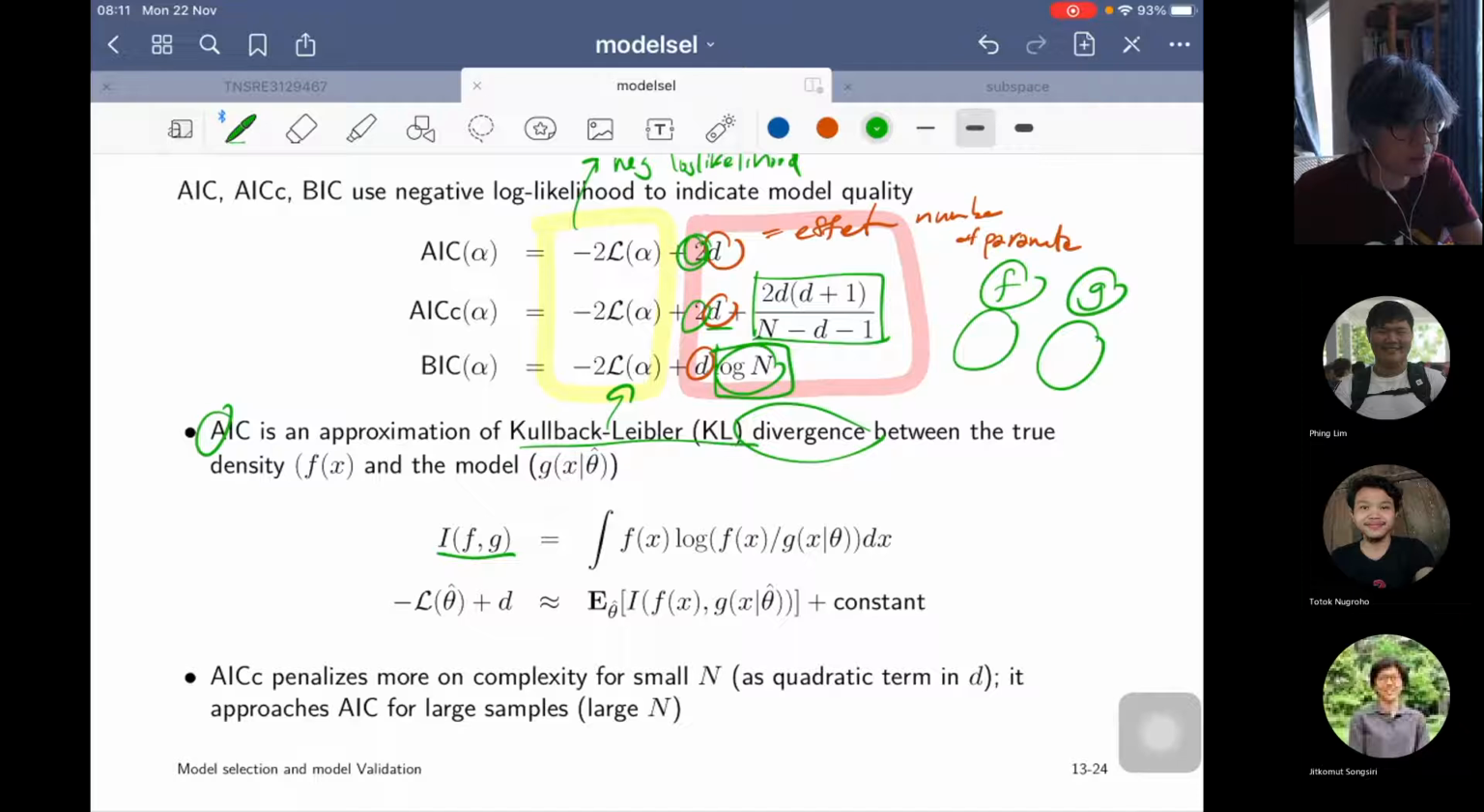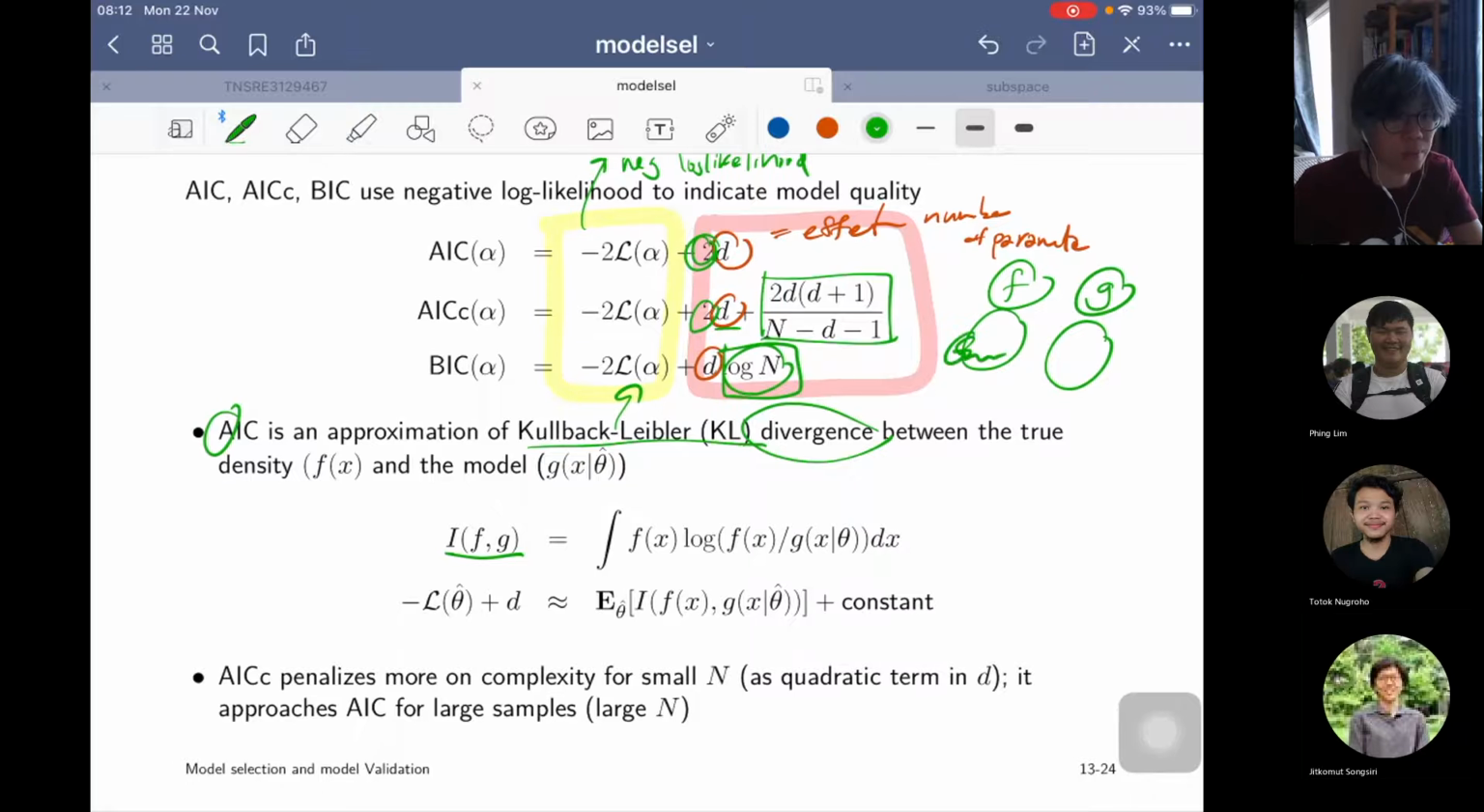For example, the random variables have a Gaussian distribution with the true parameters mu and sigma squared. And in your assumed model, you may assume something else. That is possible as well. For example, you may assume that your distribution is Laplacian.